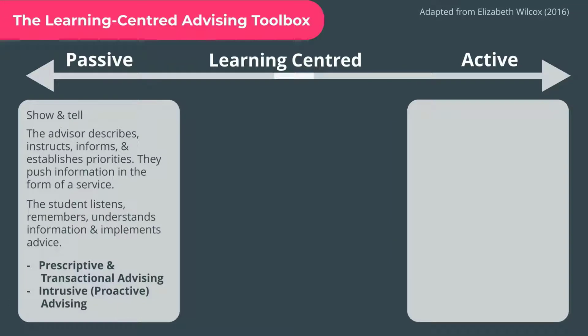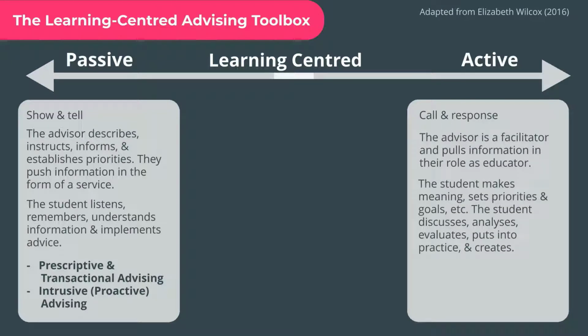Active forms of academic advising are characterized by call and response. The advisor is a facilitator and pulls information in their role as an educator. The student makes meaning, sets priorities and goals, etc. The student discusses, analyzes, evaluates, puts into practice, and creates. Three active approaches are appreciative advising, developmental advising, and coaching and mentoring.